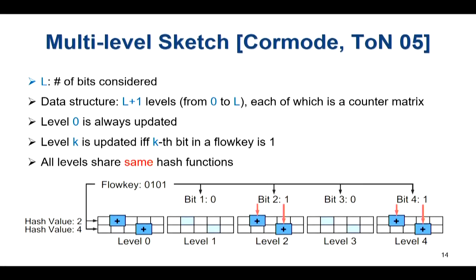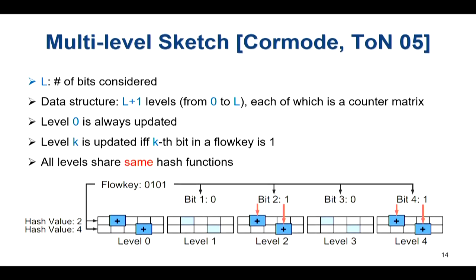In these levels, level 0 is always updated, and level k is selectively updated by a flow if and only if the kth bit in the flow key is 1. In all levels, we employ the same hash functions so that a flow touches the same buckets in all levels. Here, we show an example of 5 levels and 2 rows.